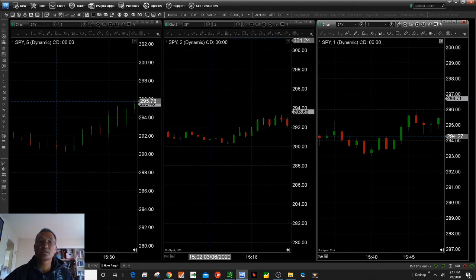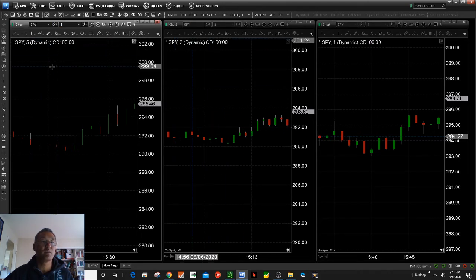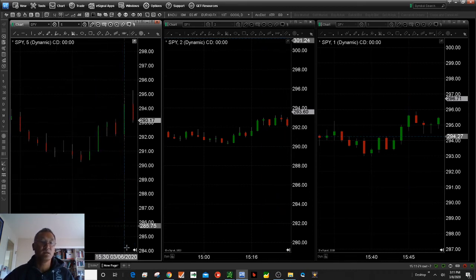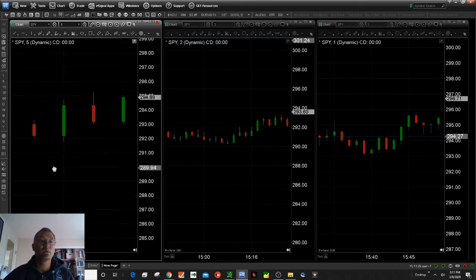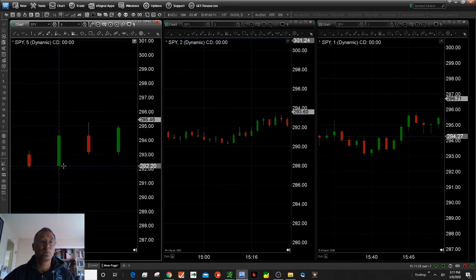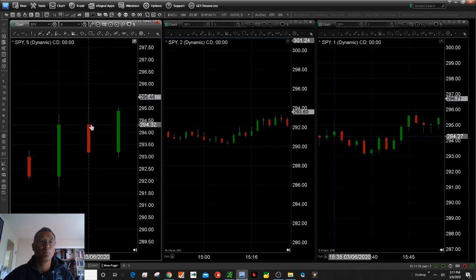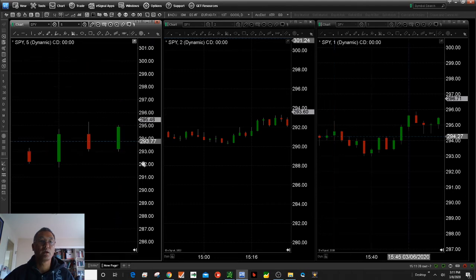Okay, so all these candles here represent 1 minute. All these candles represent 2 minutes. All these candles represent 5 minutes. And these candles, you know what the candles represent? Either it's red or it's green. Green means that it opened lower, closed higher. A red candle means that it opened higher and closed lower. Okay?